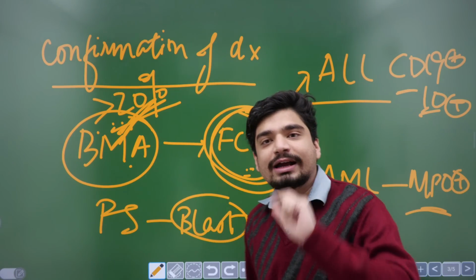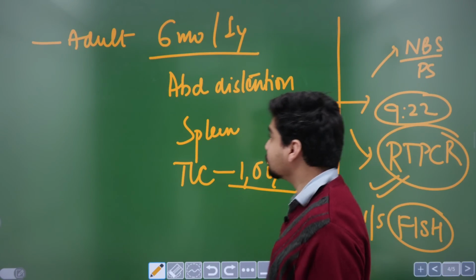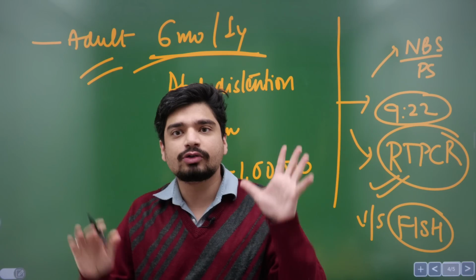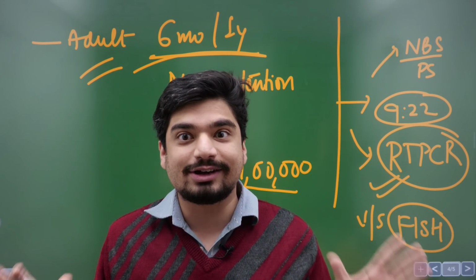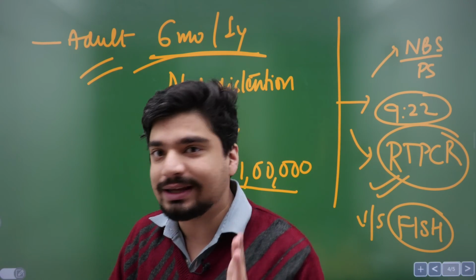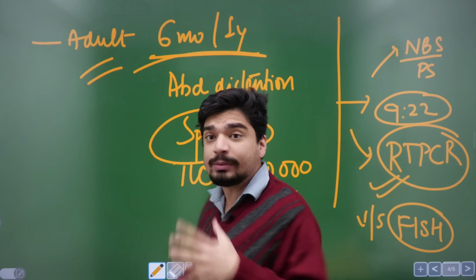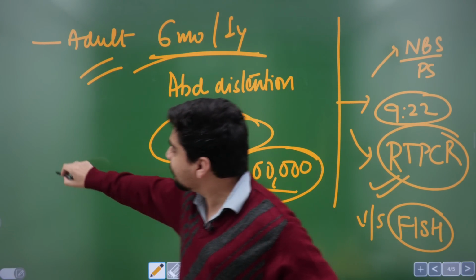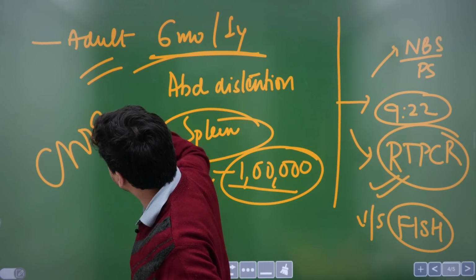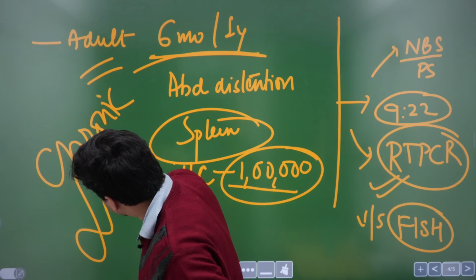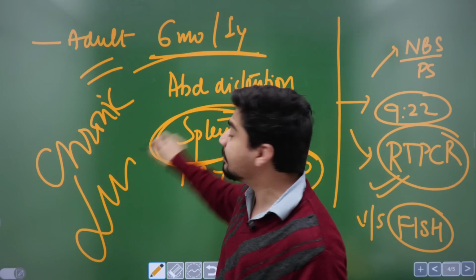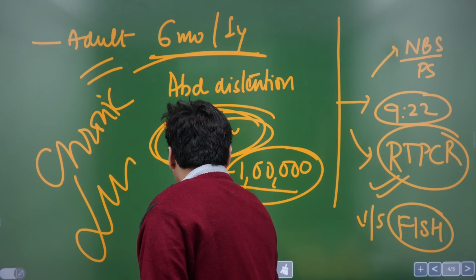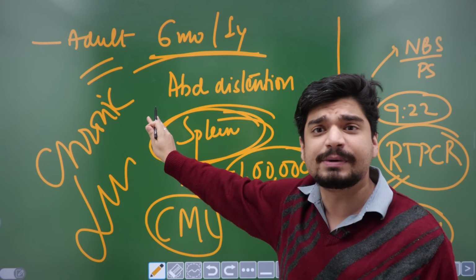Another common scenario they keep asking in your exam is an adult with a 6 months to 1 year history. So it is showing it's a chronic case. It's not an acute case. Chronic case, comes to you with splenomegaly, huge spleen, TLC of 1 lakh. So we know this is an example of chronic leukemia. And most commonly chronic leukemia with huge splenomegaly is nothing but CML. This is a very common presentation asked multiple times.